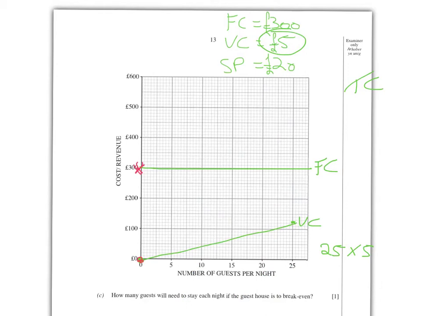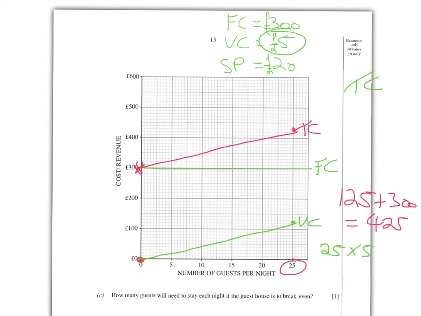Now we're going to go to the end bit. At 25, his variable costs were 125. His fixed costs were 300. So his total costs must equal 425. Okay, so all I've got to do is go up to here and do a little X here and join those two numbers together like that. But you'll know you've done right because these two numbers, the variable costs and the total costs, are parallel to each other.